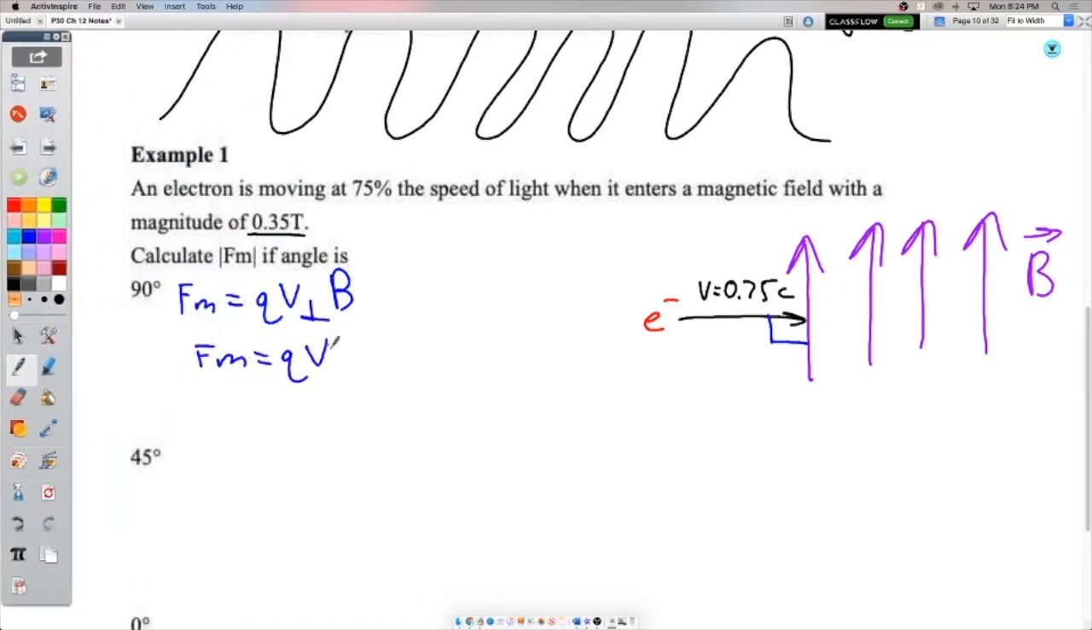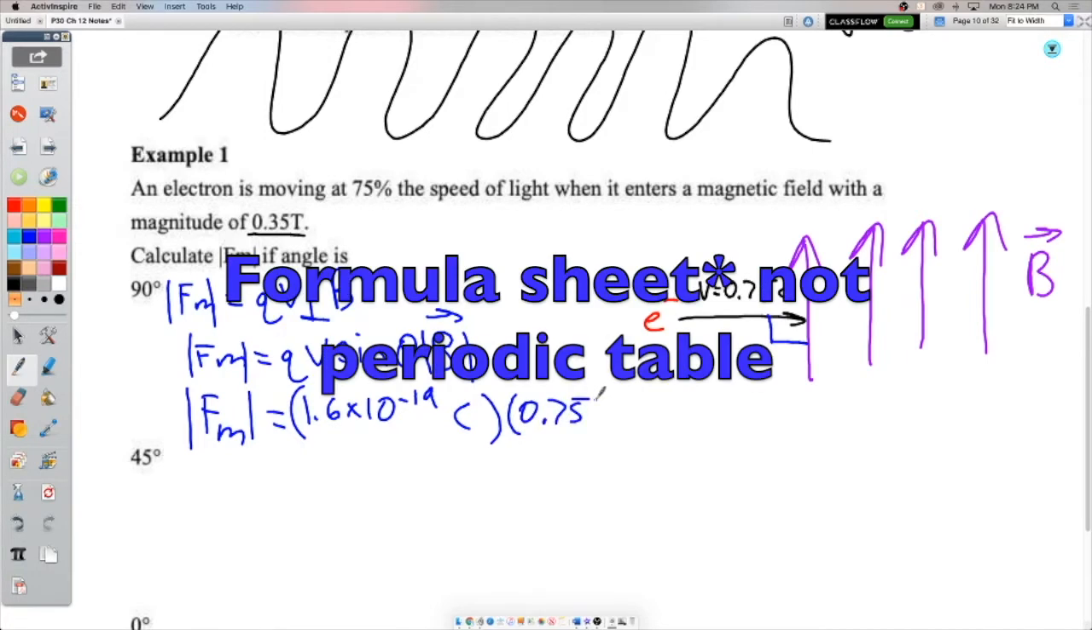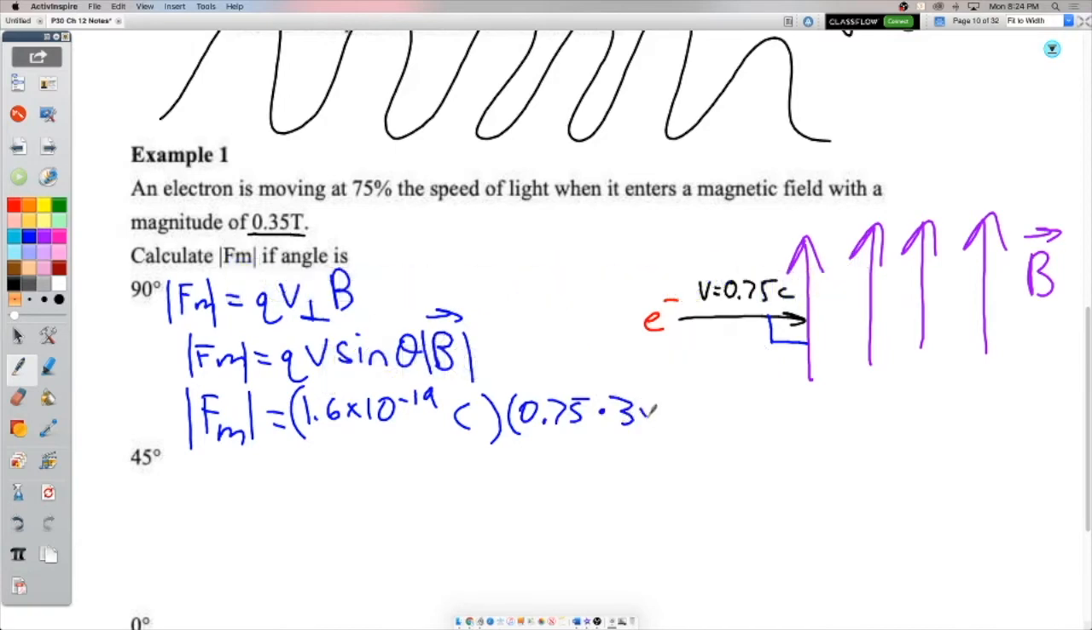Fm equals Q V sine theta, where theta is the entry angle, in this case 90 degrees. V sine theta, because that's V perpendicular, times the magnetic field magnitude. And we have that these are all magnitudes as well. The magnitude of the magnetic force is going to be, what's the charge of an electron? It's 1.6 times 10 to the negative 19 coulombs. V sine theta, so you can take 0.75 C. C is on the back of your periodic table. It's the speed of light in a vacuum. Okay, you'll get to know that number very well, especially next unit. 3 times 10 to the 8 meters per second, that is 300,000 kilometers per second.